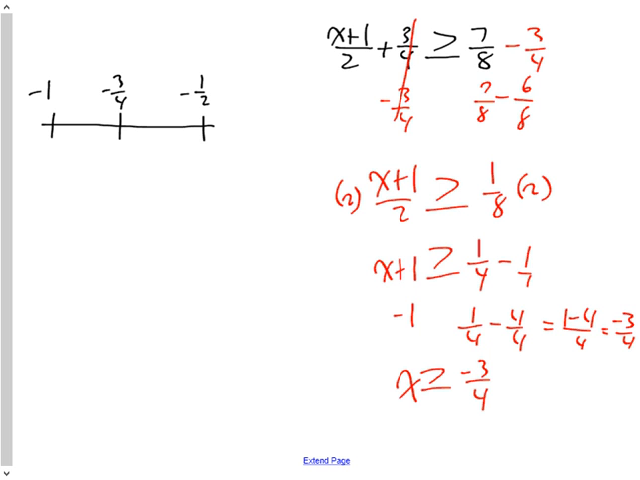All values that are greater than or equal to, so a closed boundary point, all values greater than or equal to negative 3/4 would mean any value that goes on that number line to infinity would be true.